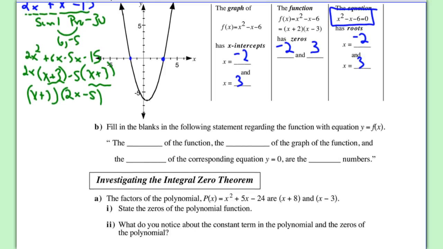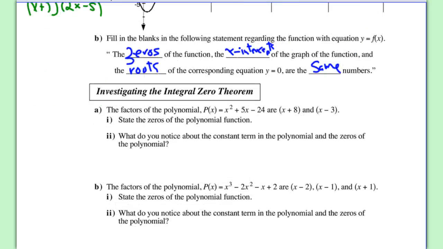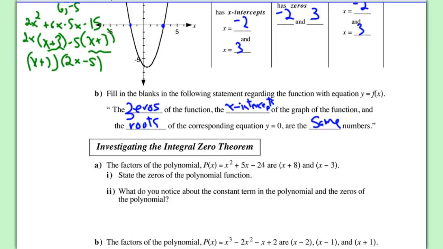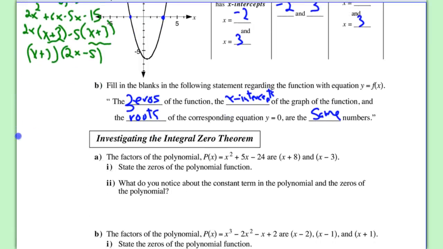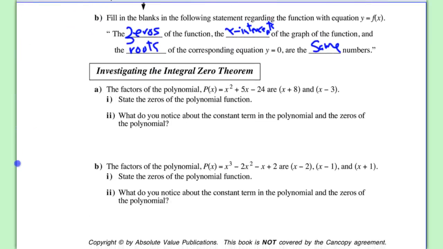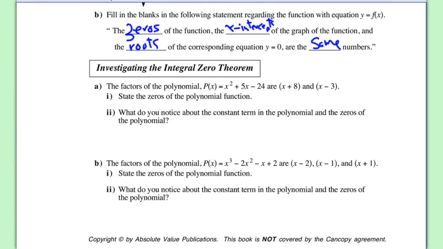So fill in the following blank and come back. So as you saw in the last example, the zeros, the x-intercepts, and the roots are actually the same numbers. They are talking about different things, but they are the same numbers, just different concepts. In this one, we're talking about a polynomial, so we'd talk about x-intercepts or zeros. This polynomial is a function, so we don't say it has roots, but it has zeros of x equals -8 or x equals 3.